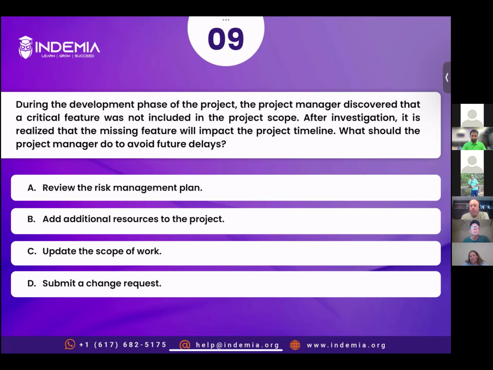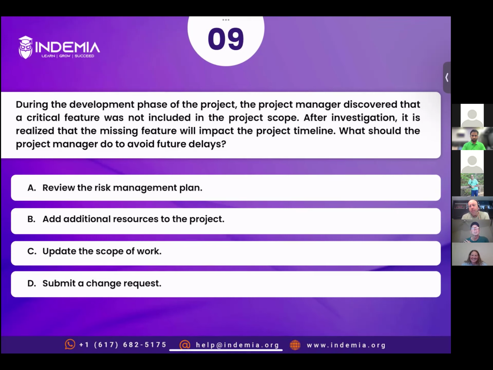And then I think for sure B is out, because adding additional resources isn't going to change delay. So that doesn't address the question, and reviewing the risk management plan doesn't address the question. Again, the same question. Let's suppose you have submitted the change request, it is approved, missing scope is incorporated. How would incorporating missing scope avoid future delays? That's the question. How? I don't know. Okay. Thank you for trying.